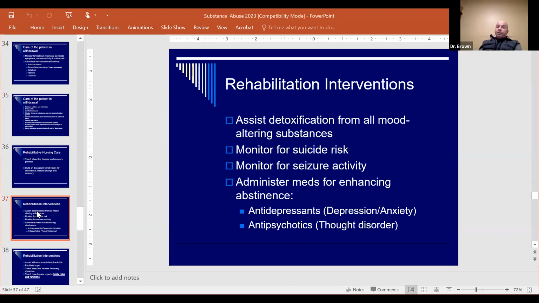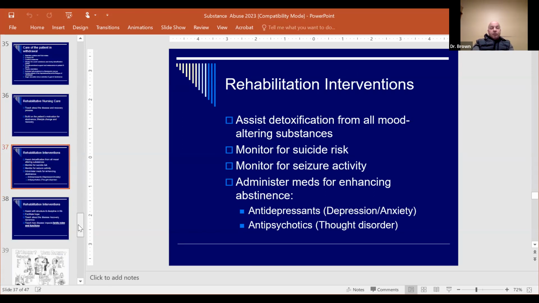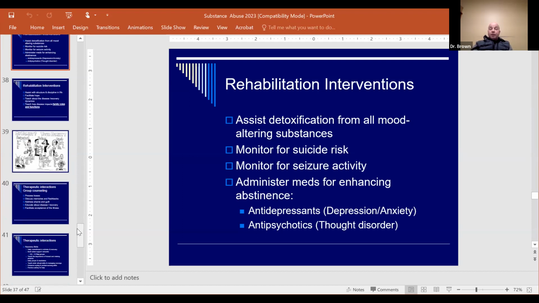So again, rehab interventions. You want to make sure that you help them detox from all mood altering substances. Ask them directly, are they having signs or thoughts of wanting to harm themselves? Because a lot of people, when they're coming off of these substances, will endorse that they feel suicidal. Monitor for seizure activity. What medications do we give? That would be your benzos and your anticonvulsants: your lorazepam, which is known as Ativan as well, maybe some Depakote, Tegretol. And administer meds for enhancing abstinence.